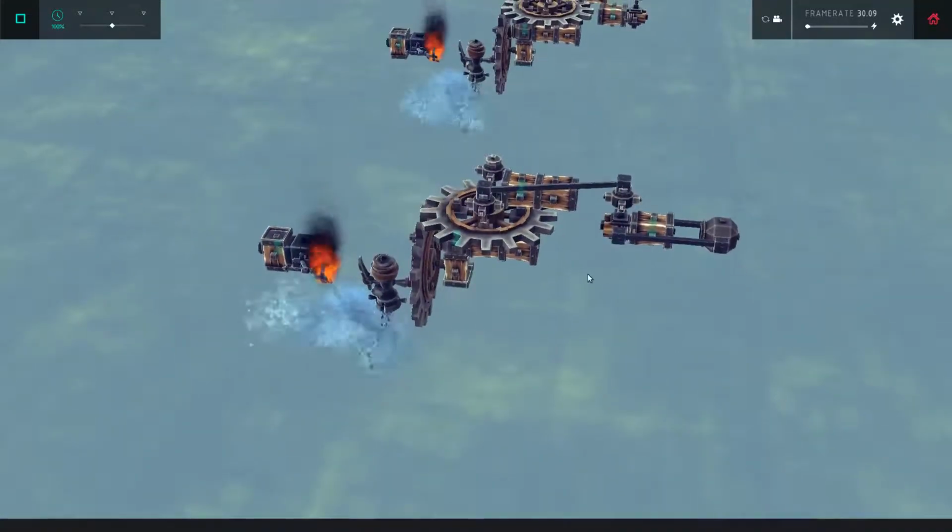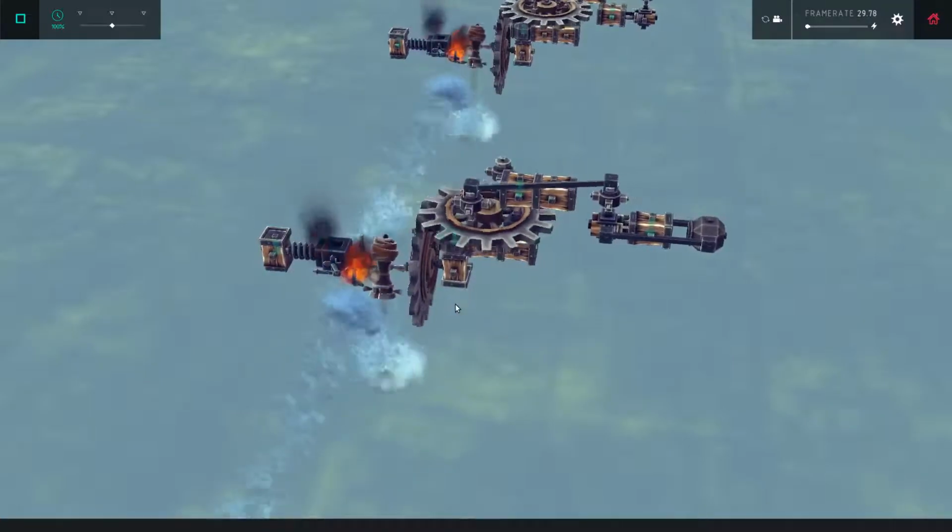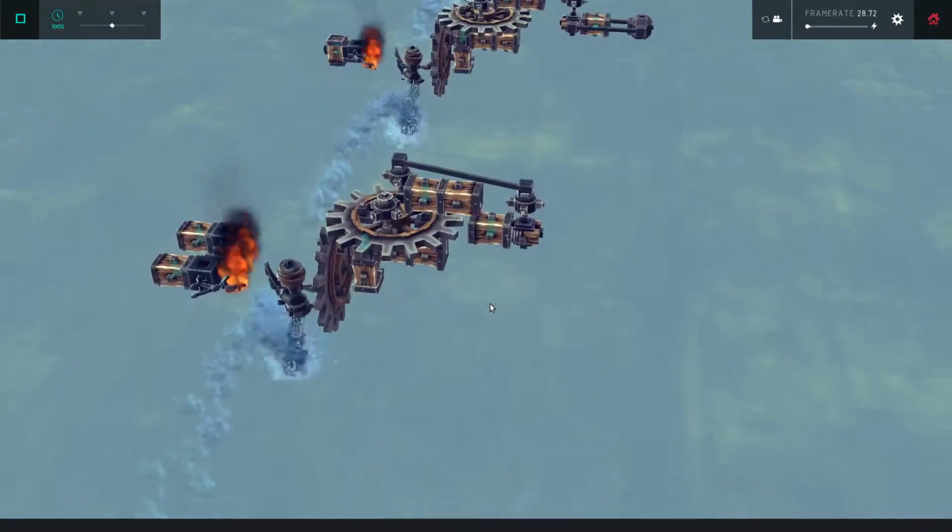So this is the NOT gate. So it's the opposite of a buffer gate. So when the input is off, the output is on. But when the input is on, the output is off. So it just swaps it around, which is a very handy thing to have.